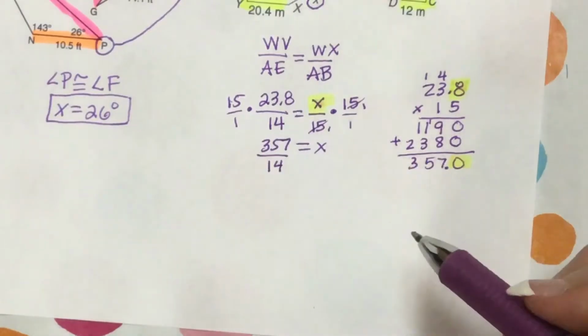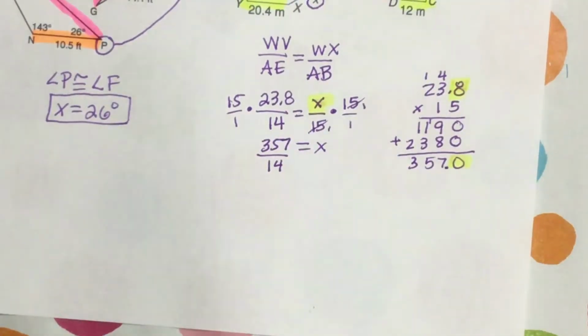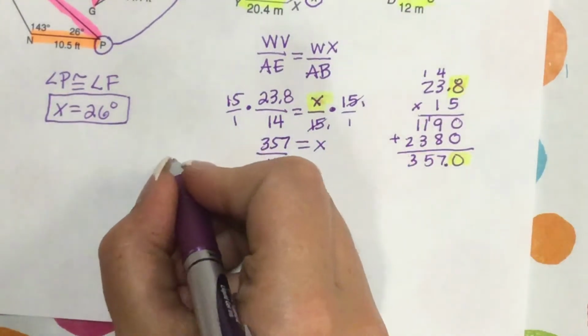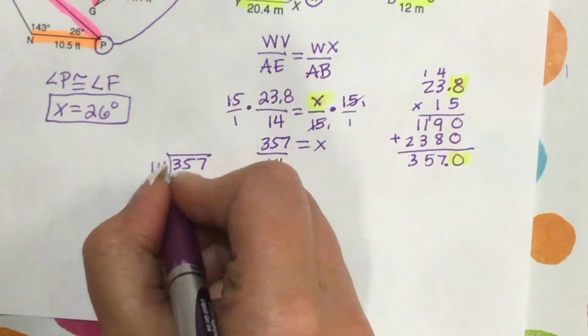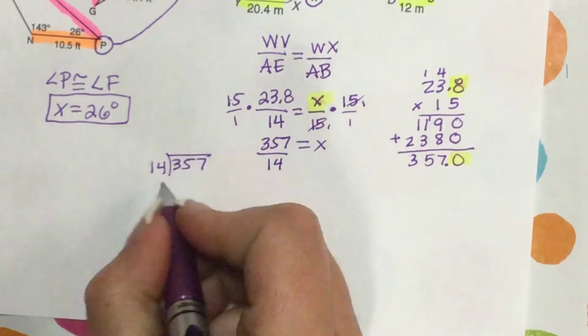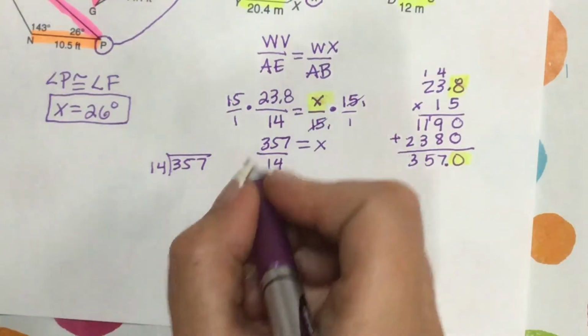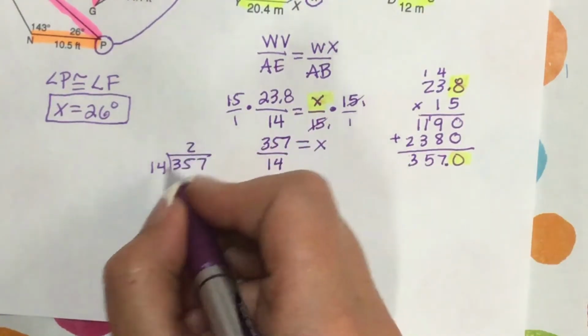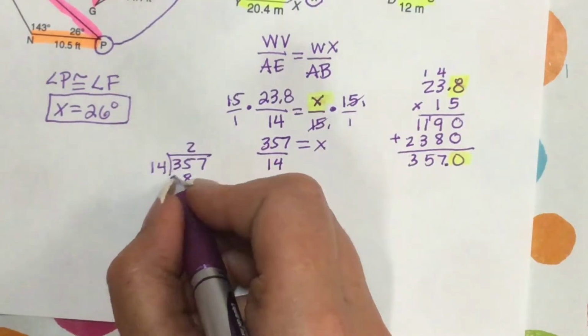So nothing really super easy here, except we just have to do the division. So we're going to divide over here. 357 divided by 14. 14 doesn't go into 3. It does go into 35. I'm going to say it goes in 2 times. 2 times 4 is 8. 2 times 1 is 2.